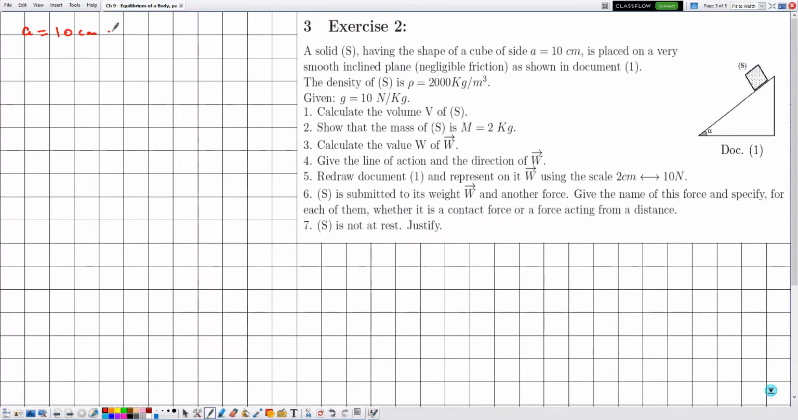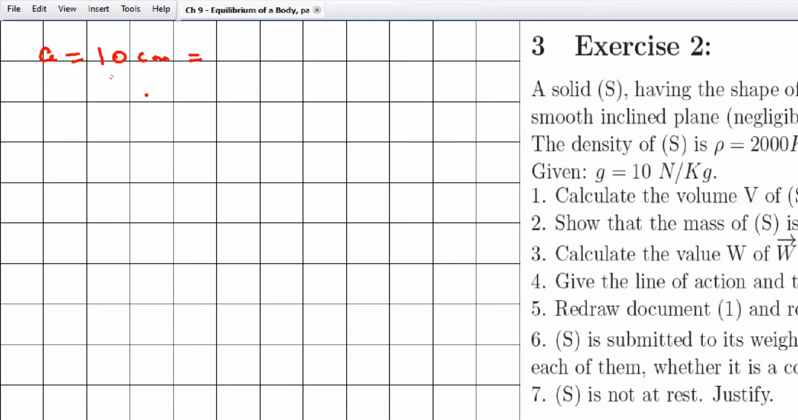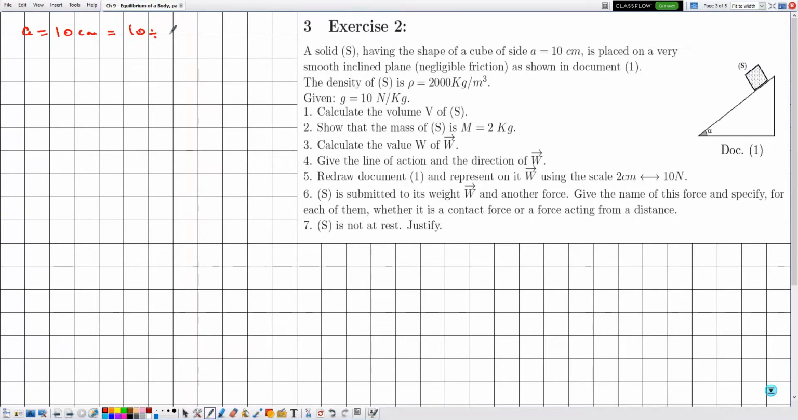Knowing that centimeters is not the SI unit of length, in order to convert from centimeters to meters, we simply divide by 100. So it's given by 10 divided by 100, which is 0.1 meters.